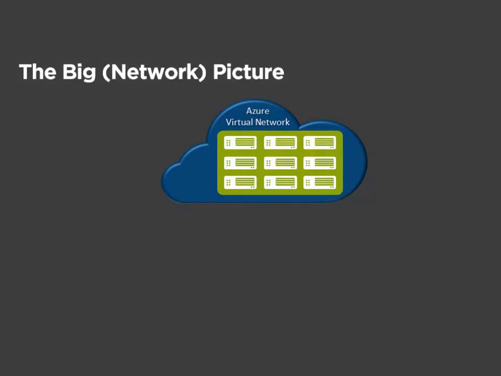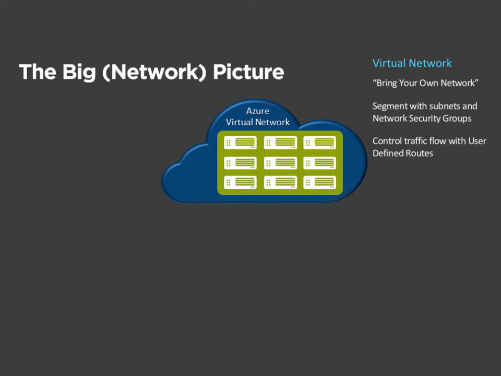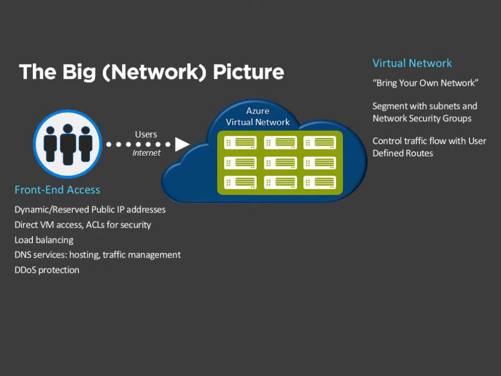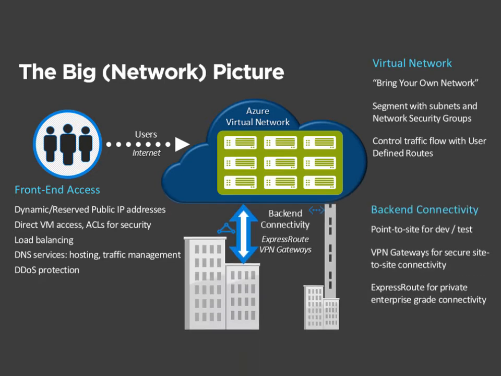As I said, we have Azure Virtual Network. As I explained before, bring your own network means bring your IP addressing, your subnets, your policies, your security. Then you have users, who can connect from the front end through the internet, through the public IP addresses. Of course, you can create ACLs for security to allow connectivity, for example, just from your public IP addresses. But the part we are talking about today is backend connectivity.